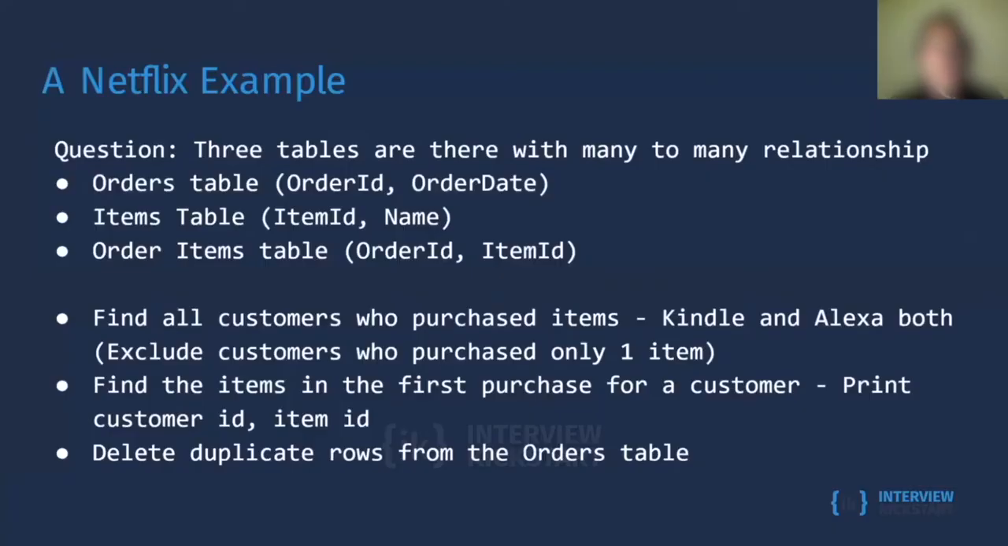Now let's look at another interview example from Netflix. The question is that there are three tables which have a many-to-many relationship. Those three tables are the order table with order ID and order date, the item table with item ID and name, and the order item table with order ID and item ID. Find all the customers who purchase both Kindle and Alexa. Find the item in the first purchase from a customer and duplicate the rows from the order table.